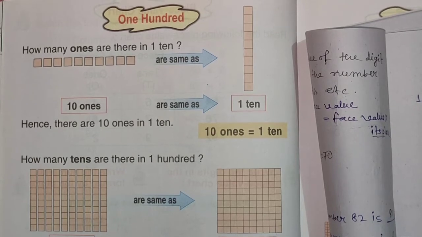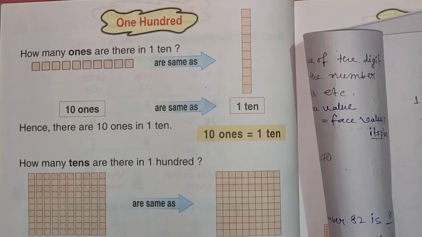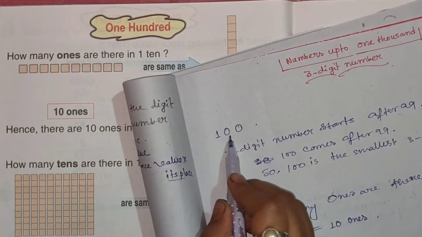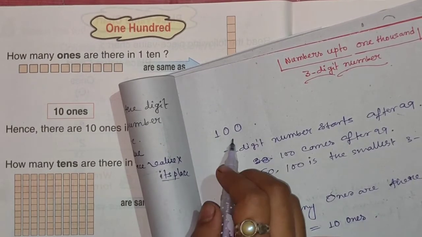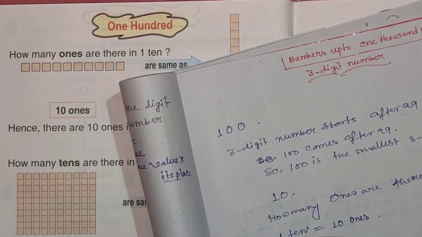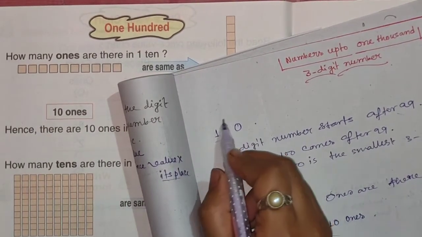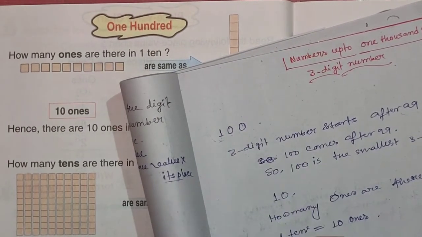Today we will learn about 3-digit numbers, that is, today we will discuss the numbers up to 1000. So, this is called 100, and 100 comes after 99, but 99 is a 2-digit number and this has 3 digits: 1, 2, 3. So this is a 3-digit number.